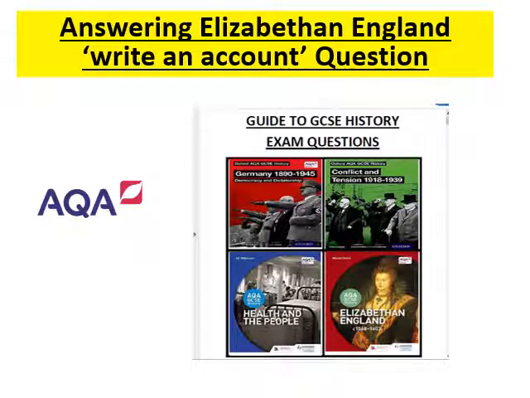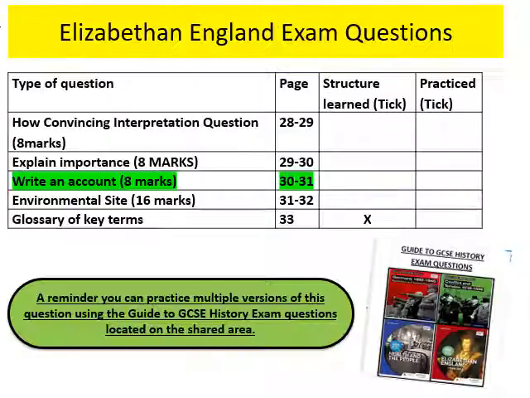Today we will be answering the Elizabethan England write an account question. The write an account question structure is even more important because it will appear twice on the exam. It appears in the Elizabethan England module, but also on paper 1 as well, in the conflict and tension 1918 to 1939. A reminder, you can practice multiple versions of this question using the guide to GCSE history exam questions located on the shared area.